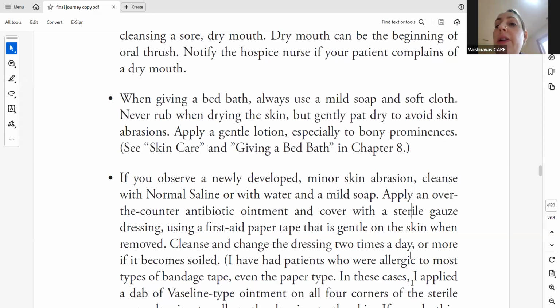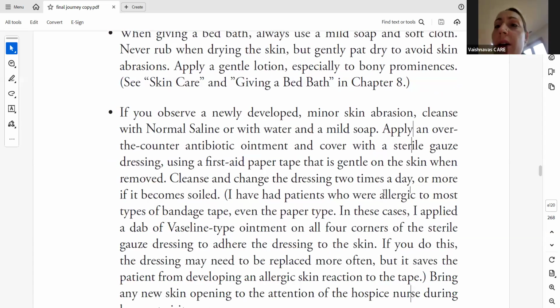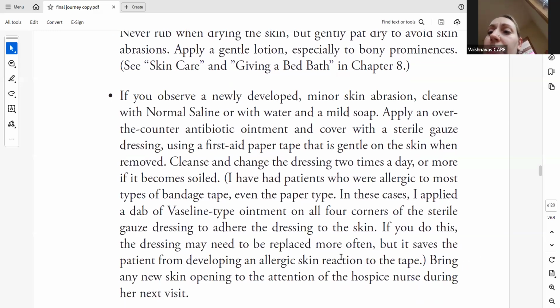I've had patients who are allergic to most types of bandage tape, even the paper tape. In these cases, I applied a dab of Vaseline type ointment on all 4 corners of the sterile gauze dressing to adhere the dressing to the skin. If you do this, the dressing may need to be replaced more often, but it saves the patient from developing an allergic skin reaction to the tape. Bring any new skin opening to the attention of the hospice nurse during her next visit.